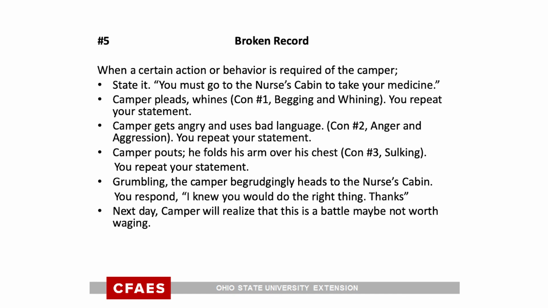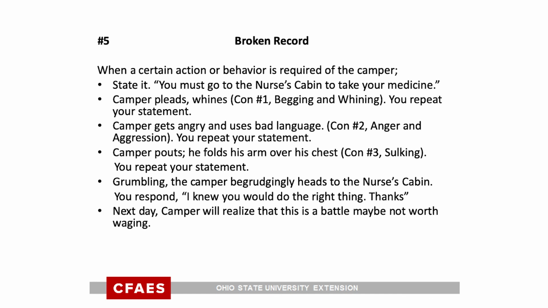Oftentimes, a camper is going to plead or whine. That's con number 1, begging, whining. And so, using this strategy, you repeat your statement. You must go to the nurse's cabin to take your medicine. Sometimes the camper is going to get angry or use maybe bad language. That's con number 2. So again, broken record strategy, you repeat your statement. If it still doesn't work, the camper may escalate again to pouting, or con number 3, sulking. Again, you repeat your statement in a calm voice. You must go to the nurse's cabin to take your medicine.